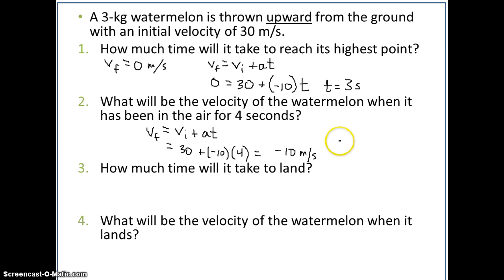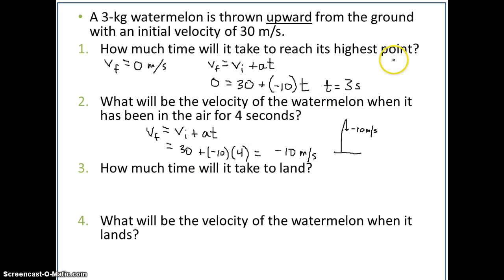What that means is that when this watermelon is thrown up, it goes to its highest point, comes back down, and it goes 3 seconds up. 1 more second, it's on its way back down. It's going negative 10 meters per second because it's on its way back down, because it's after it's already reached its highest point.